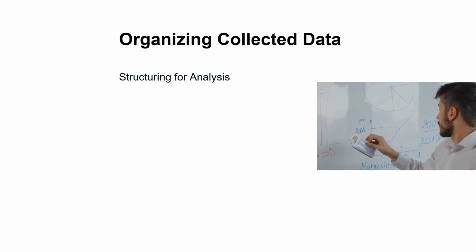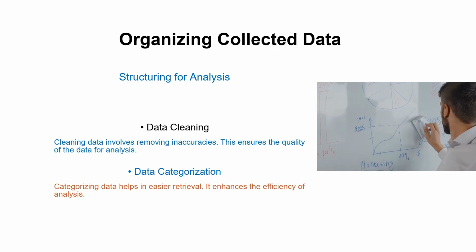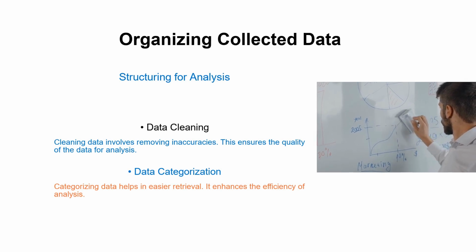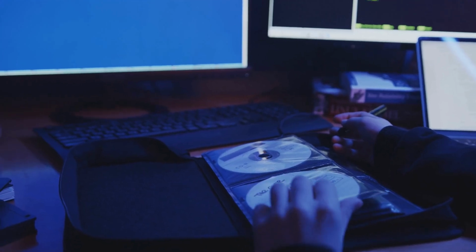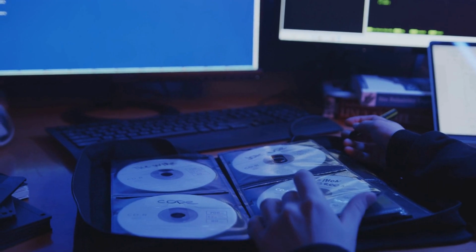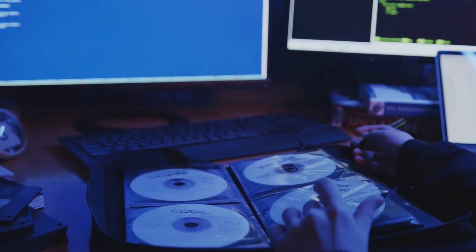Once data is collected, organizing it is crucial. Data cleaning and categorization are key steps in preparing for analysis. Visualizing data is an effective way to communicate findings. Graphs and charts can reveal patterns that raw data cannot.